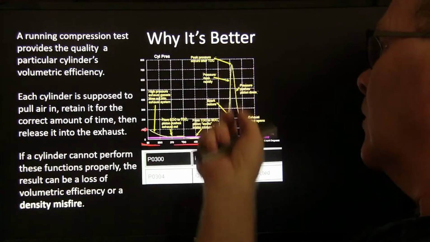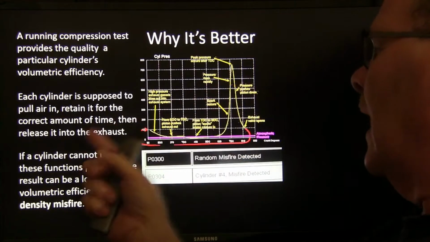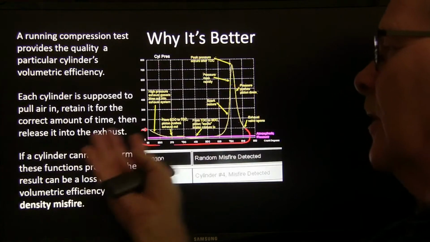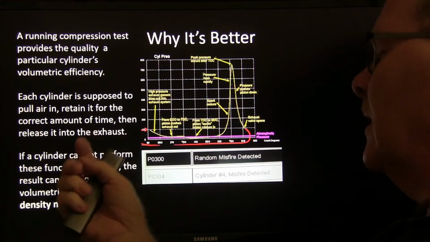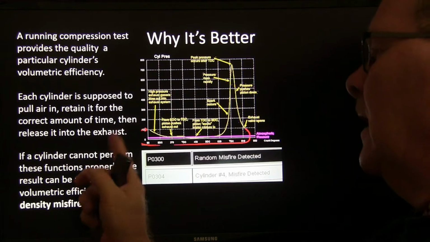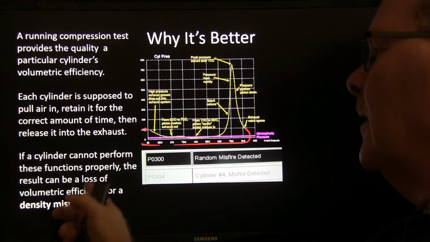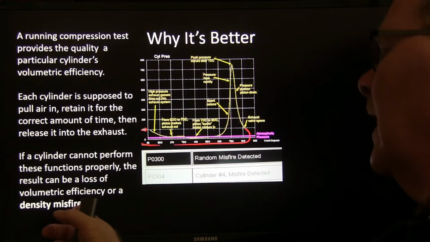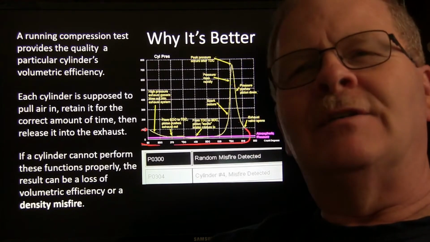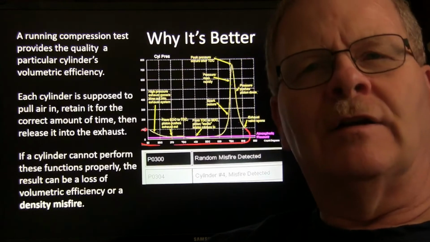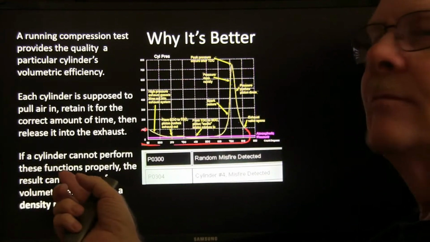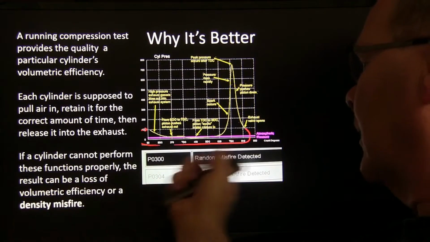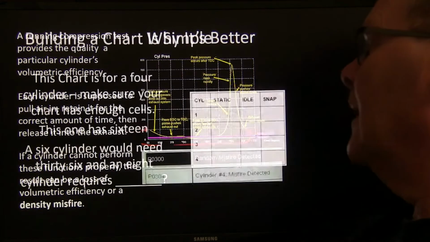Some of you guys are familiar with these graphs, these pressure graphs. Each cylinder is supposed to pull air in, retain it for the correct amount of time, and then release it into the exhaust whenever the combustion event is done. If a cylinder can't perform, the result can be a loss of volumetric efficiency or a density misfire. In other words, it can be not dense enough in that cylinder for it to fire and cause any kind of push on the piston. And of course, I got a little P0304 there.